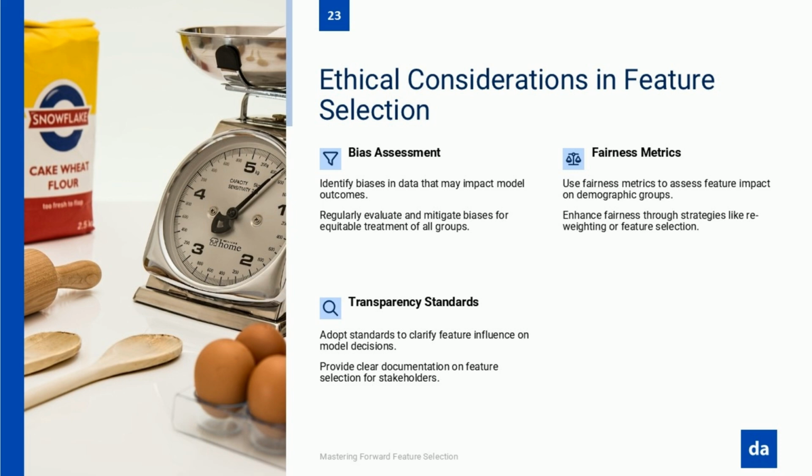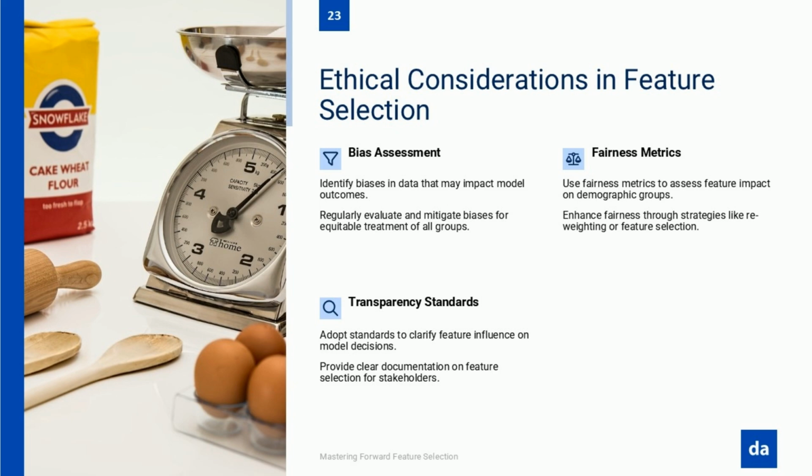Transparency is another major issue. If a model is making high-stakes decisions, people deserve to know why. Forward feature selection helps by keeping models interpretable, but we still need to document which features were selected and why. In regulated industries like finance and healthcare, explainability isn't optional, it's a requirement. Companies need to show that their models are making decisions based on valid, non-discriminatory factors.